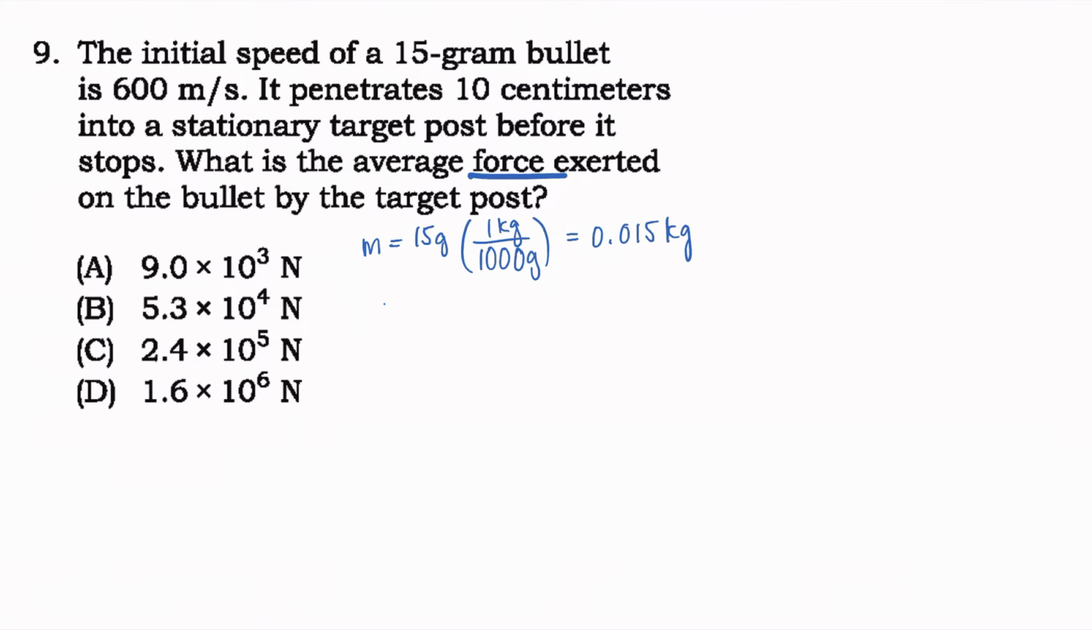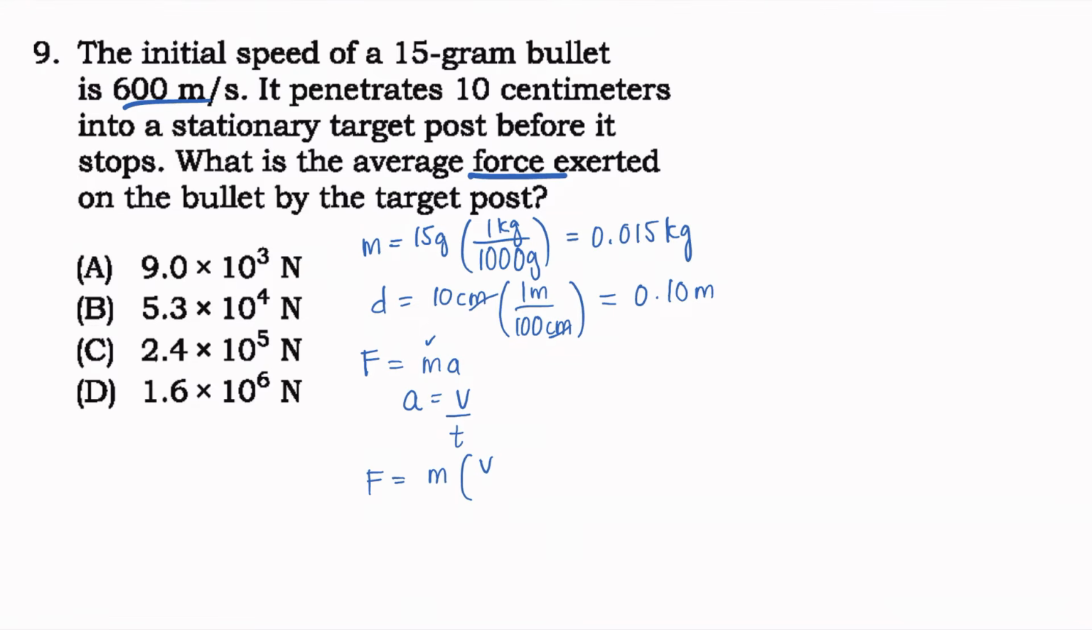Yung distance na na-penetrate is equal to 10 cm. Sa isang meter, merong 100 centimeters. So, makakancel yung centimeters. This will be equal to 0.10 meters. And then, given tayo nung velocity. The formula for force is equal to mass times acceleration. Given tayo ng mass, pero hindi natin alam yung acceleration. Pero may formula ng acceleration na velocity over time. So, force is equal to mass times velocity over time.